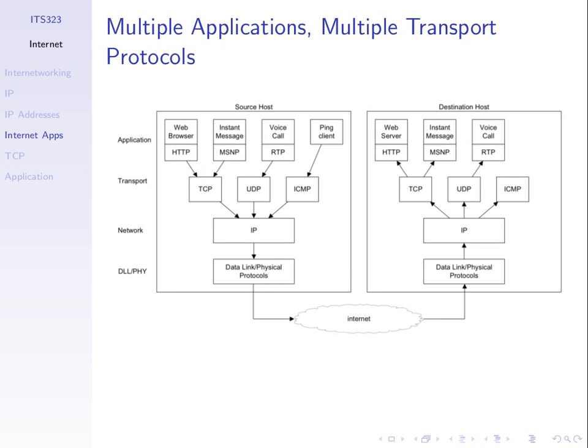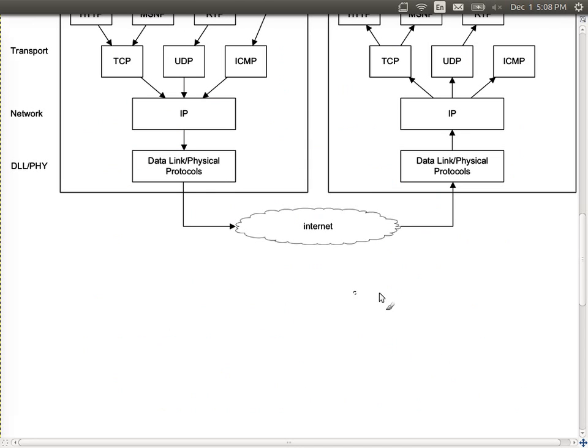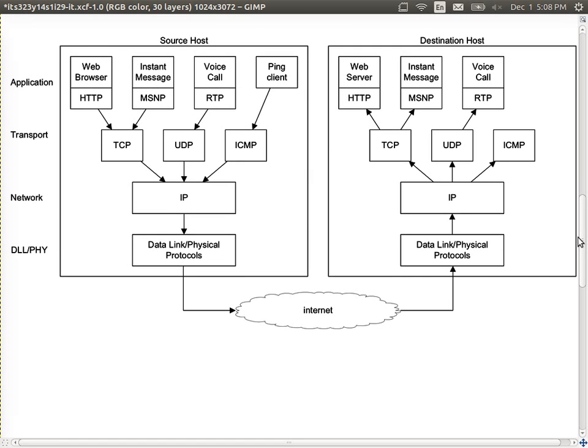Here's the example picture. I've got it somewhere. This shows two hosts, a source host and a destination host connected via a set of routers, i.e. the internet cloud here. Focusing on the top three layers, at the center we have the network layer, IP.